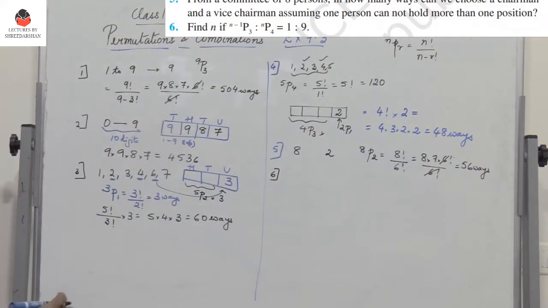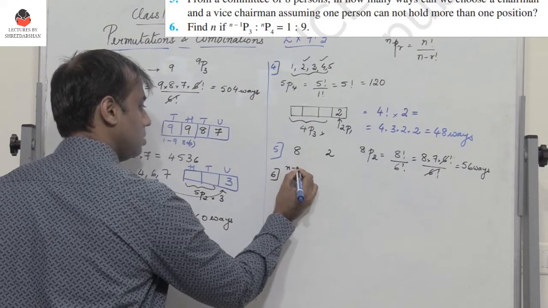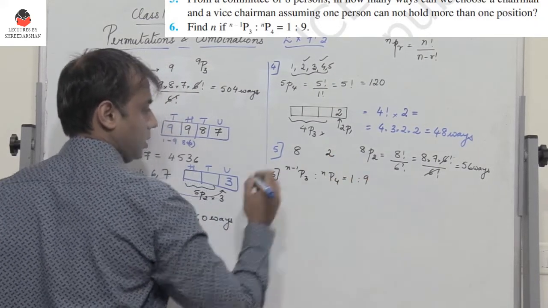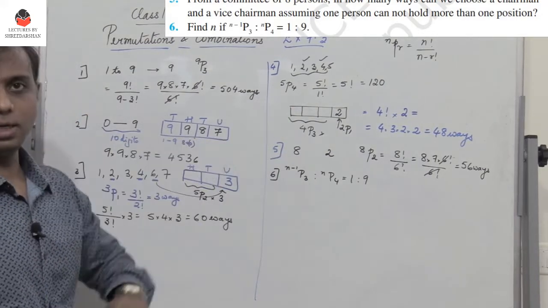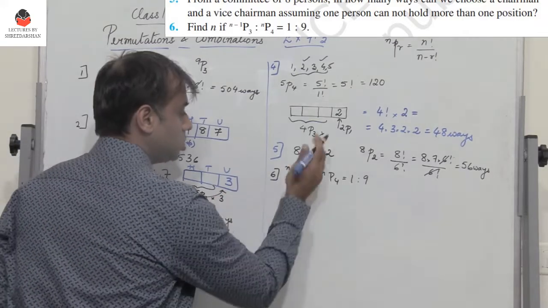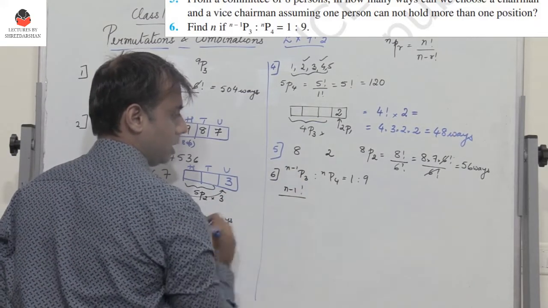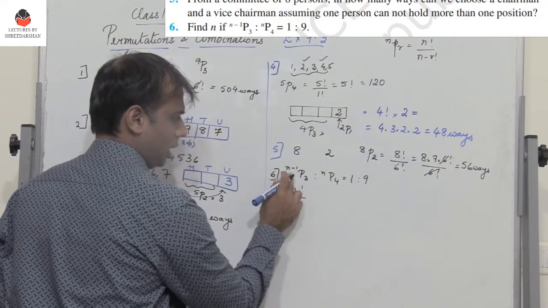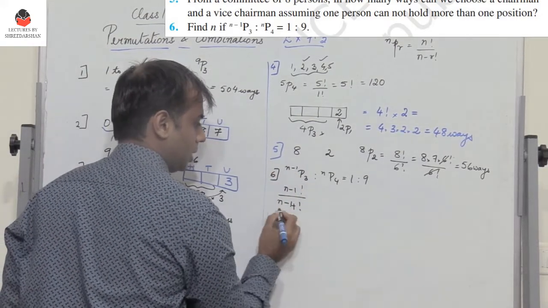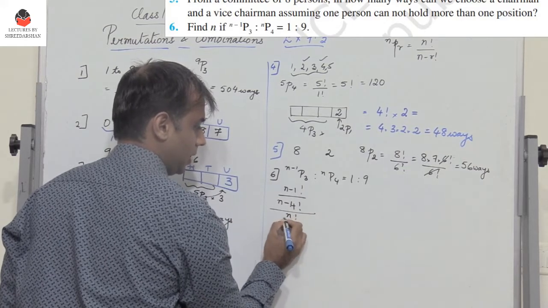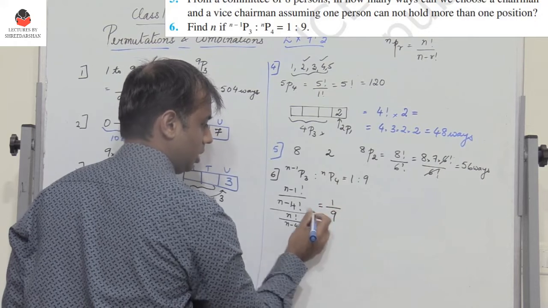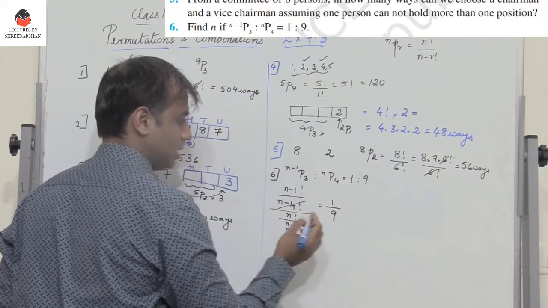Question 6. Find n if (n minus 1)P3 is to nP4 equals 1:9. So we have to use this formula: nPr equals factorial n divided by factorial n minus r. Instead of n, I have n minus 1 factorial divided by factorial of n minus 1 minus 3, which is n minus 4 factorial, divided by n factorial divided by n minus 4 factorial, equals 1:9. So n minus 4 factorial gets cancelled.